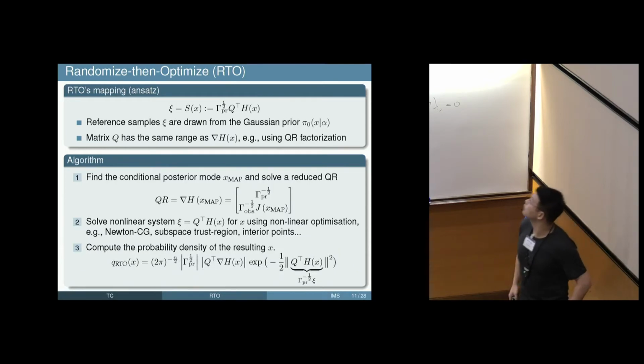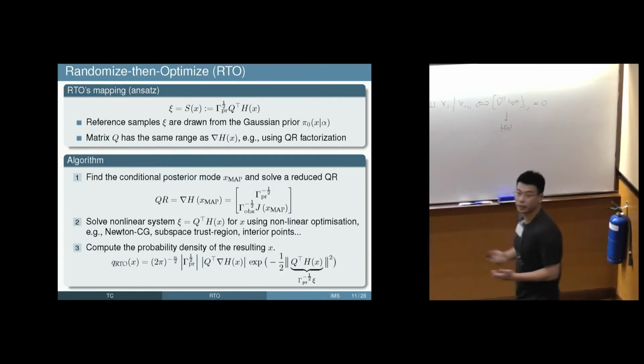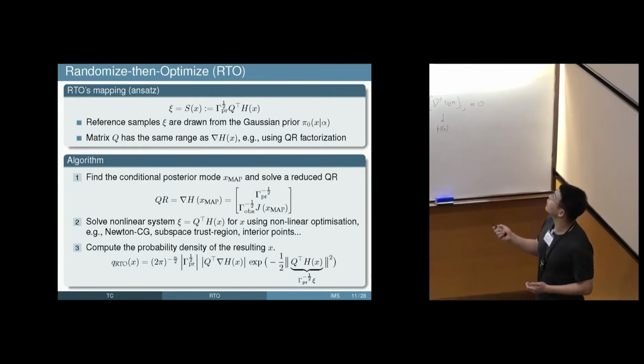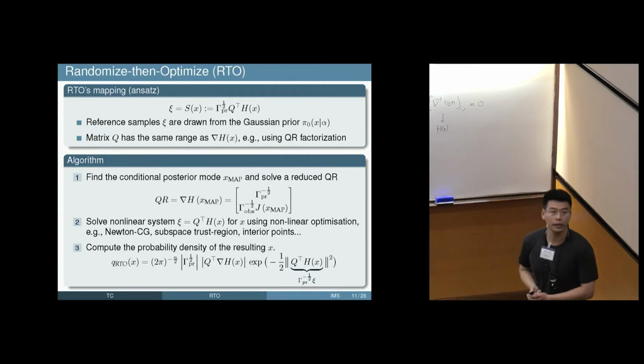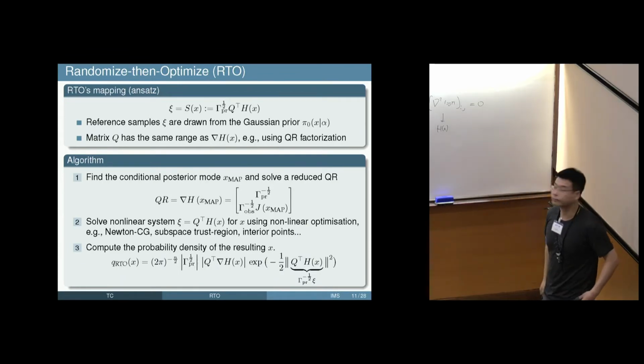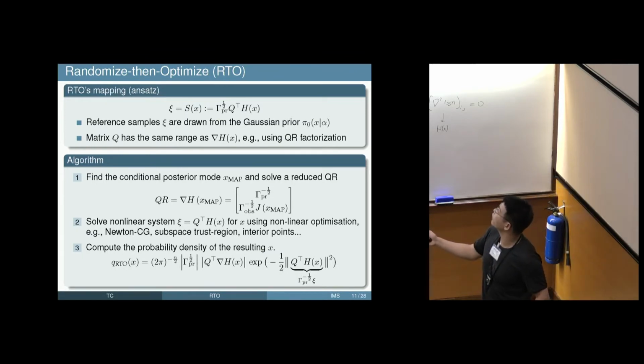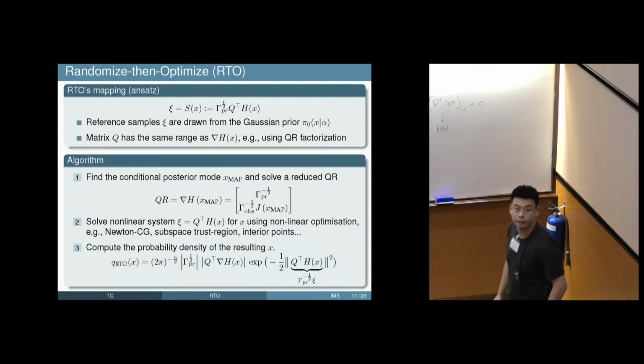Now let's look into how we can actually construct such a matrix Q. First, we find the MAP point of the conditional posterior. At the MAP point, we can compute the QR factorization of the linearized function H. In our particular setting, the linearization takes a simple linear form: the inverse square root of the prior covariance, and also the Jacobian, or linearization, of the forward model evaluated at the conditional MAP. Once we have this Q matrix, it will have the same range as the linearization of this function H.